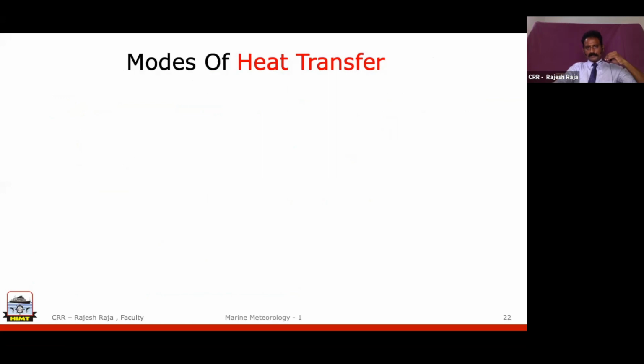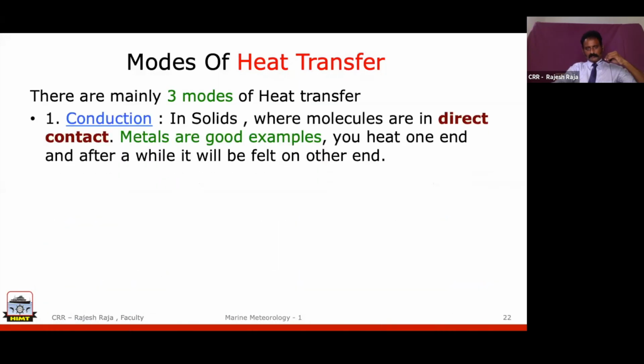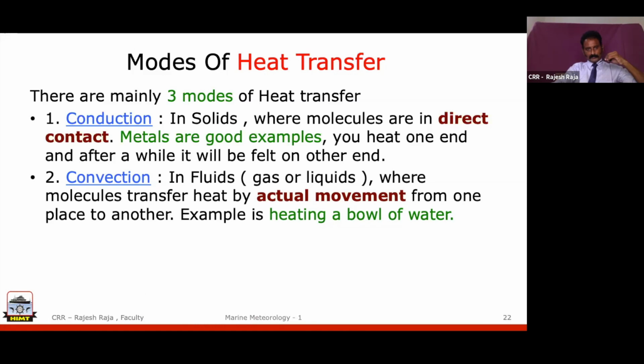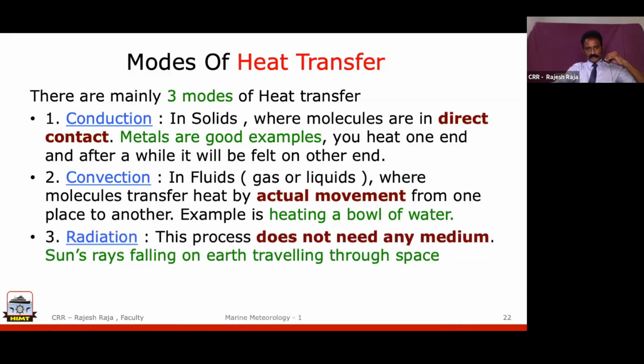Now, let us quickly look at the three modes of heat transfer, which happen in the atmosphere as well as on land and sea. It's quite simple. I'm not going to spend too much time on this. Conduction is direct molecular contact transfer. Metal is a good example. Convection is where the molecules of the fluid actually start moving and transfer heat. An example is heating a bowl. And there is radiation, which does not need any medium. The biggest example is the sun's rays falling on Earth through space. So these are the three modes of transfer.